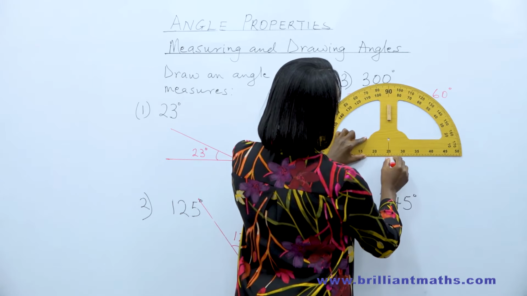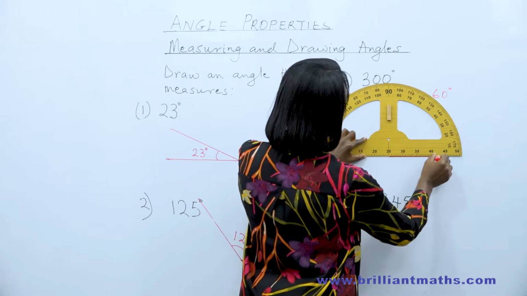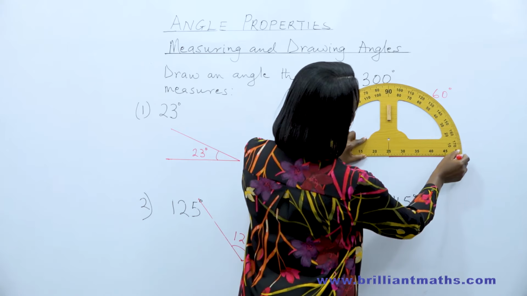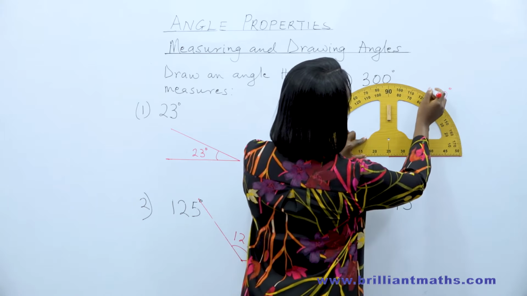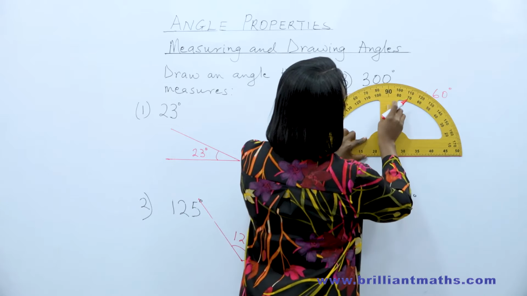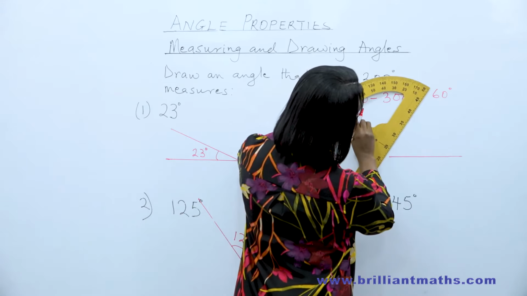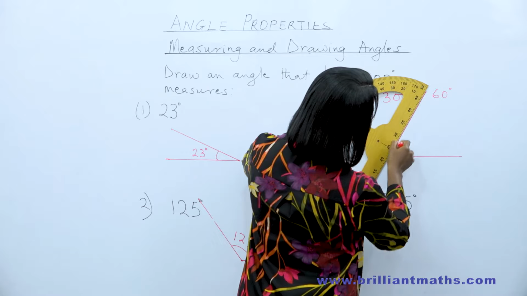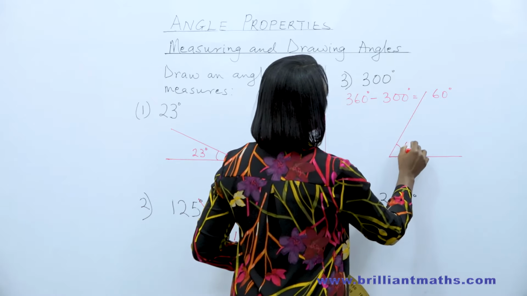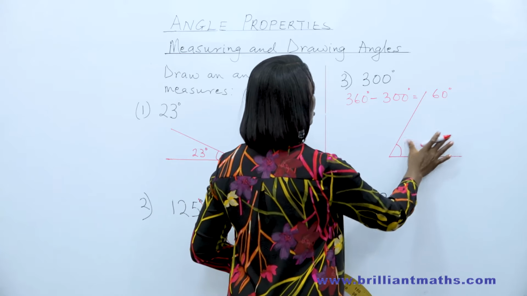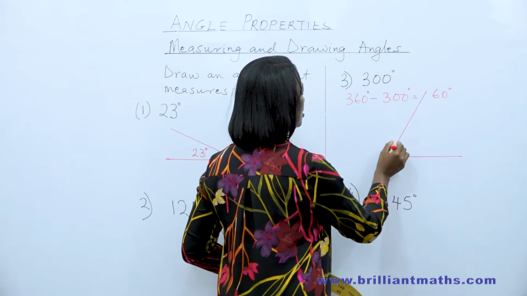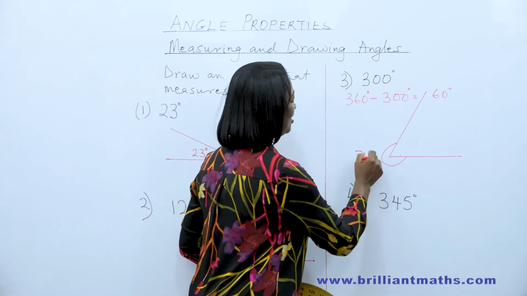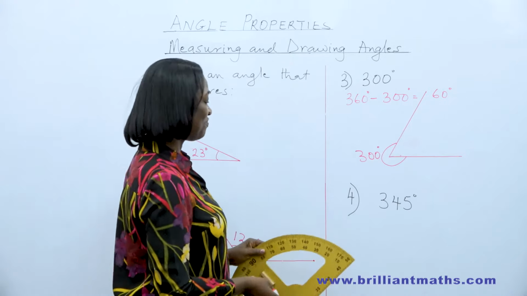Let's do that from here. This is the center of my protractor, so that's going to be my vertex. So 0, 10, 20, 30, 50, 60. I join the point to the vertex. And that's my angle of 60 degrees. So if that is 60, then this is 300 degrees. Interesting, right? And easy too.